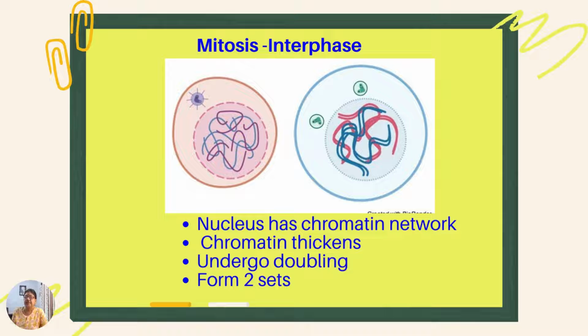Before prophase, there is an interphase stage. The cells grow and expand in size. In the nucleus, the chromosomes form a network called chromatin that later duplicates and prepares for cell division. During interphase, in the nucleus you will find single strands of chromatin intertwined in 2 sets. They thicken and undergo doubling.